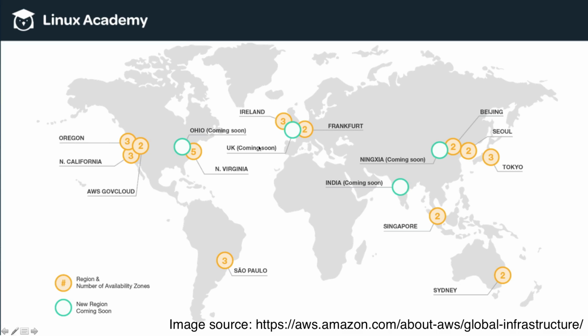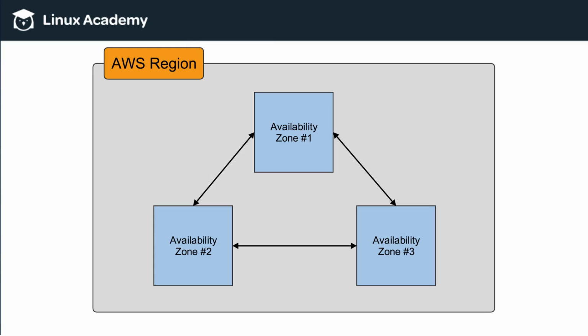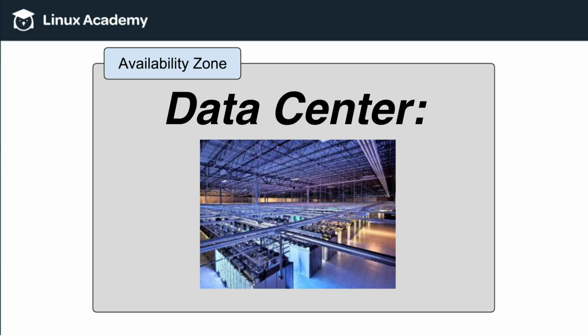So now what we're going to do is zoom in on one of these regions to see what's going on. Let's hypothetically say we are zooming in here on the North Virginia region. Once we zoom into an AWS region, we see that it is made up of availability zones. Now, each region may have a different number of availability zones, but for this example, let's say that this particular region has 3 availability zones. Now, what is an availability zone? An availability zone is actually a geographical physical location that holds an AWS data center.